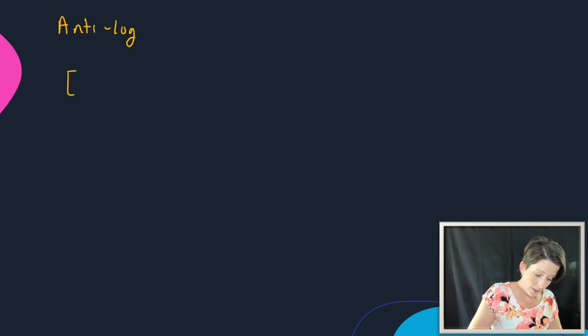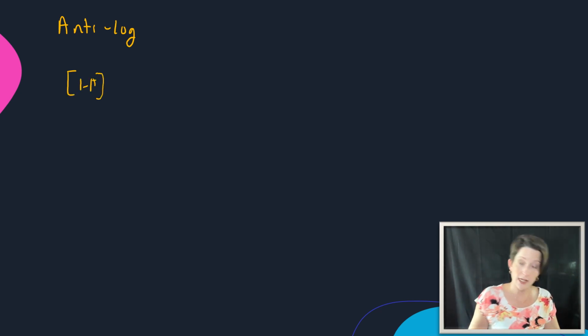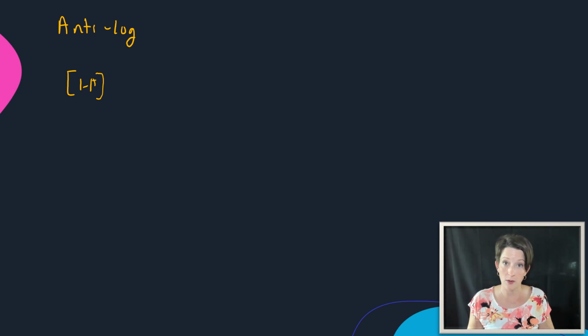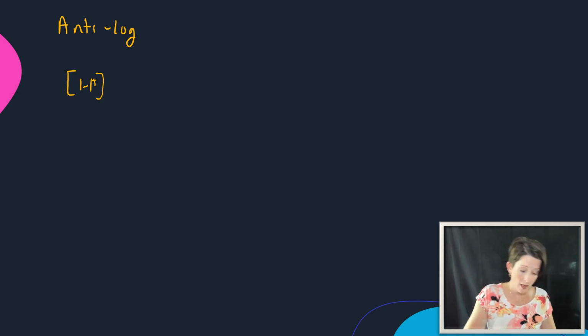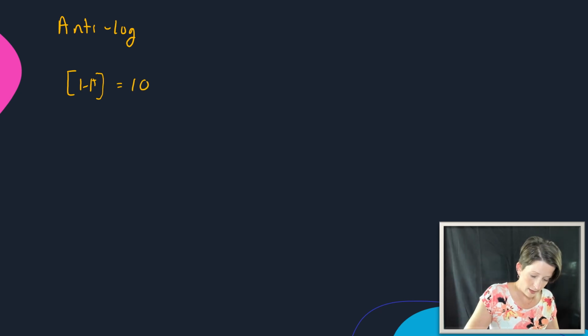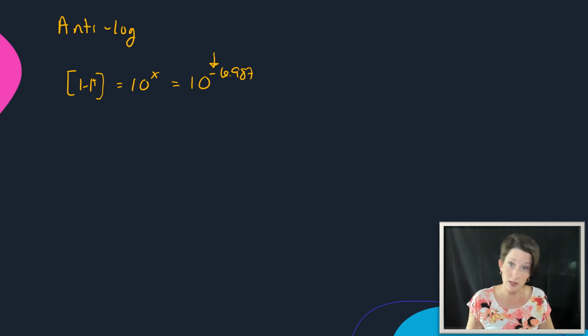Now looking at the antilog. With the antilog, we are going from the pH back to its concentration, the scientific number. We're going out of the logarithmic scale, back to the exponential function. This is 10 to the x, where we put that pH in. So it's going to be 10 to the negative 6.987. Remember, we need the negative there to make sure the number is smaller than 1.